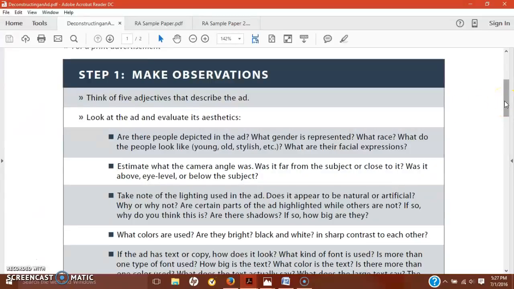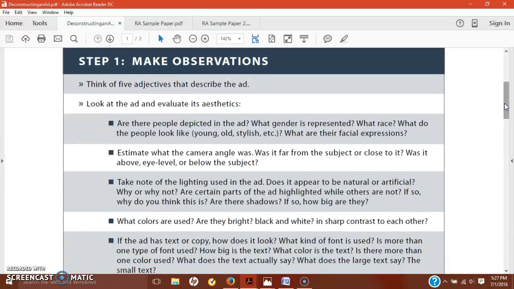The second piece is analyze, and that's pulling things apart. So why is it that color? Why is this character featured? Why are things placed the way that they're placed? These are all the whys. The descriptions are the whats, and the analysis is the whys.